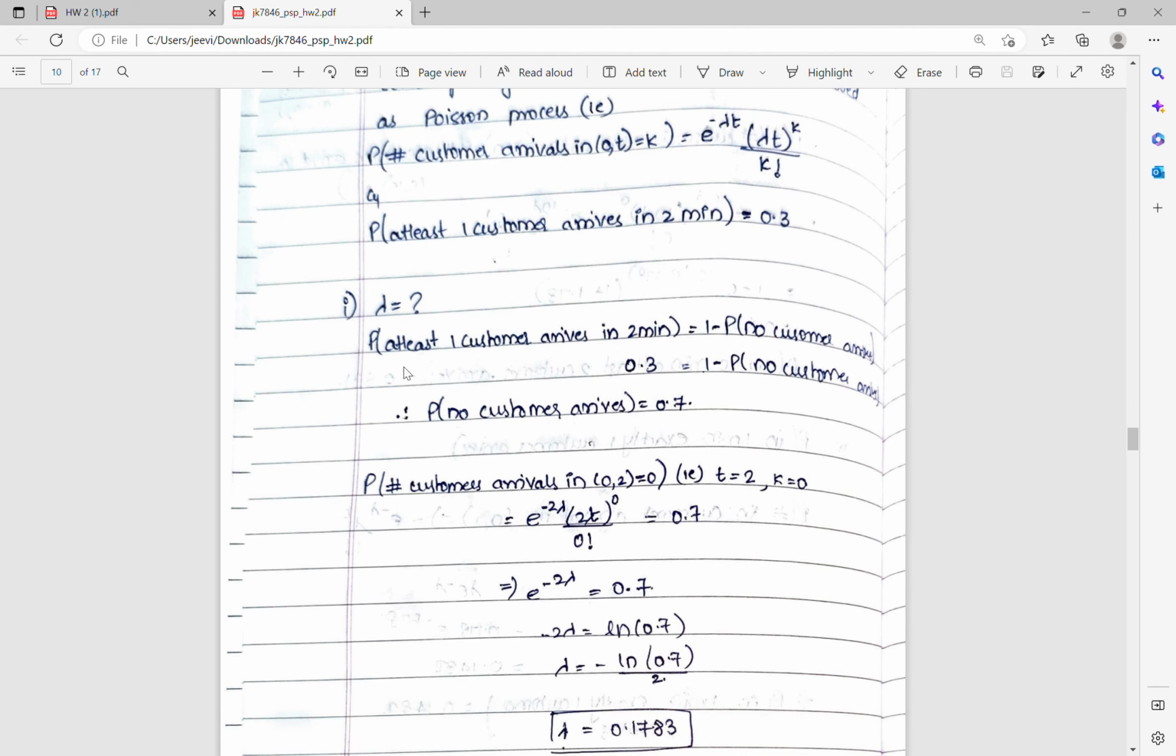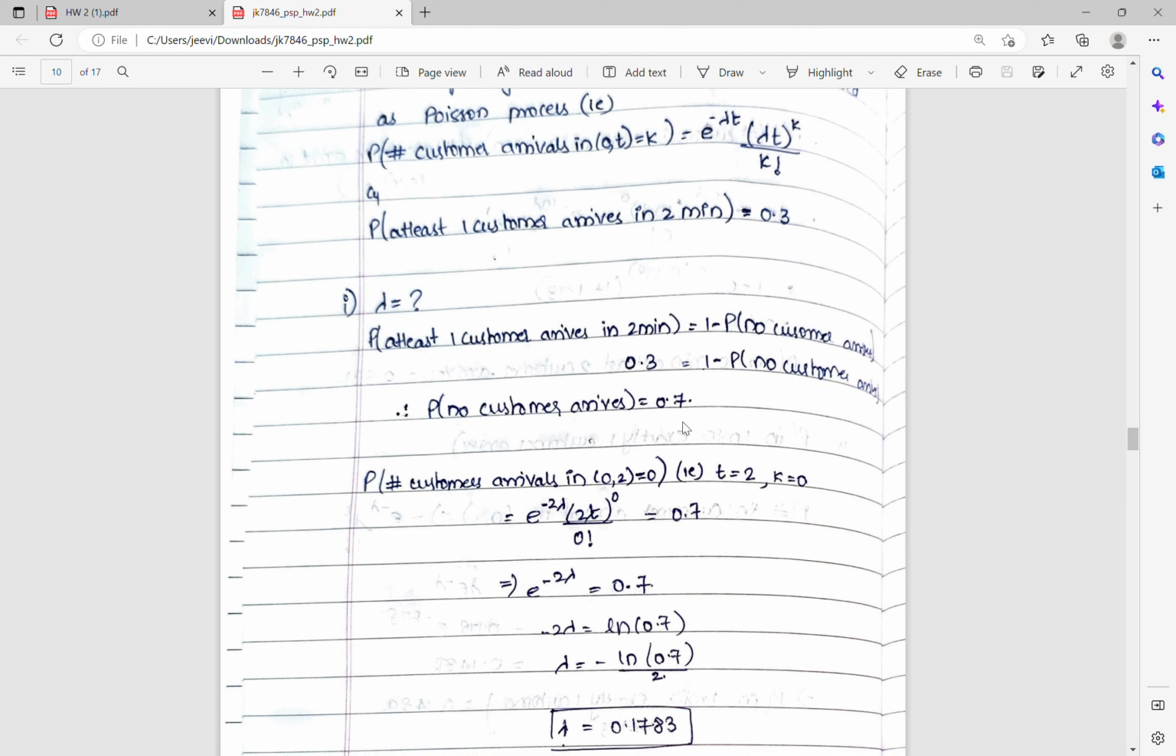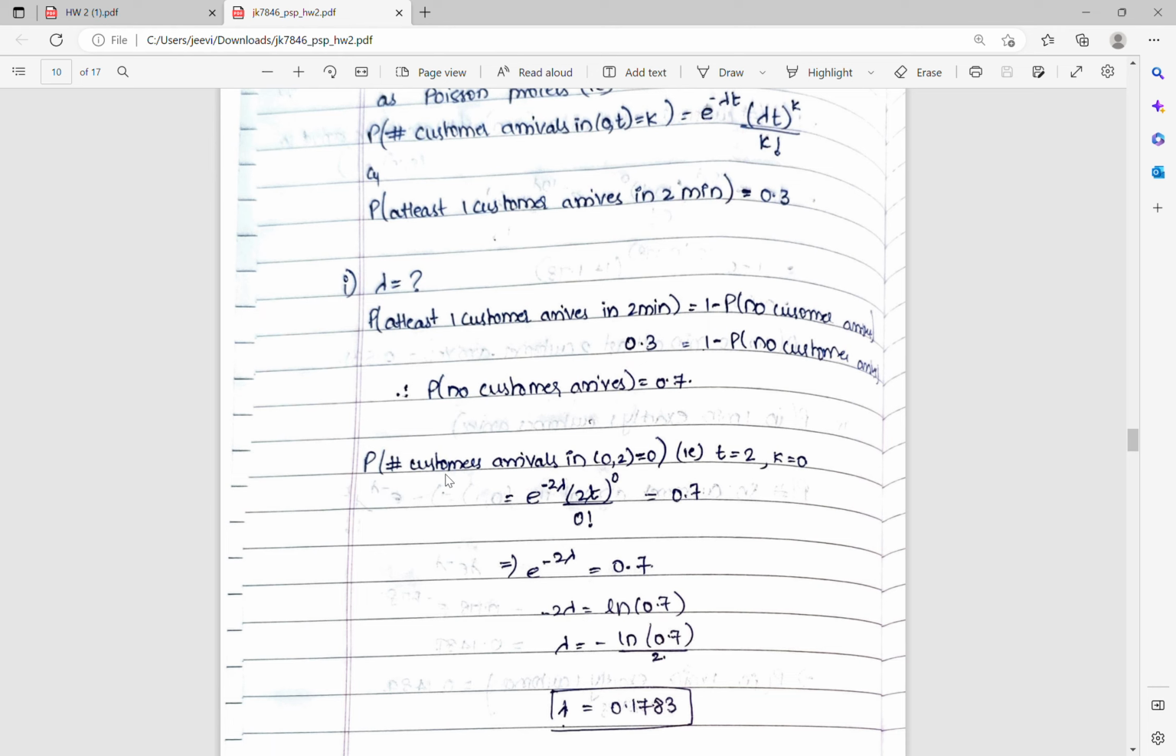Now let's calculate lambda. We know that the probability of at least one customer arriving in 2 minutes is 0.3, which is equal to 1 minus the probability that no customer arrives in 2 minutes. Therefore, the probability that no customer arrives in 2 minutes is 0.7. Now the probability of customer arrivals in (0, 2] minutes equal to 0, that is, t is 2 and k is 0. Let's substitute those values into this, equating to 0.7 in order to calculate the value of lambda.